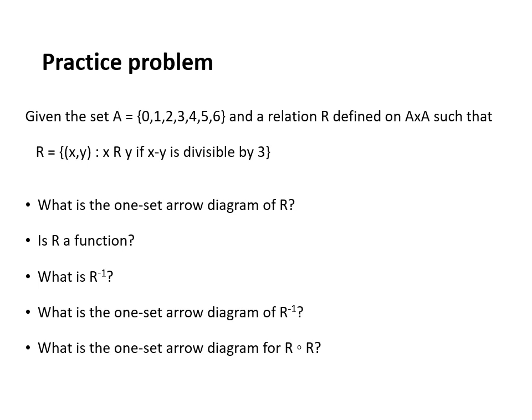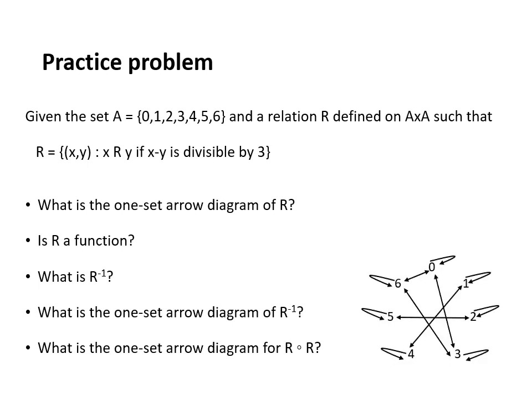So what is the one set arrow diagram of R? Sometimes arrow diagrams are easier to do on one set as opposed to two sets, and this is one such case. And so this illustrates the mentioned arrow diagram. So 6, for example, maps to 0 because 6 minus 0 is divisible by 3. 6 also maps to 6 because 6 minus 6 is divisible by 3.